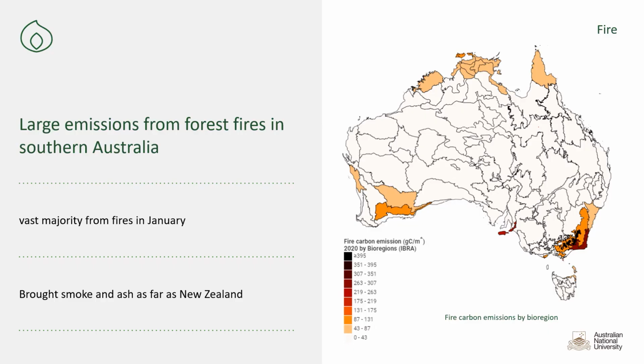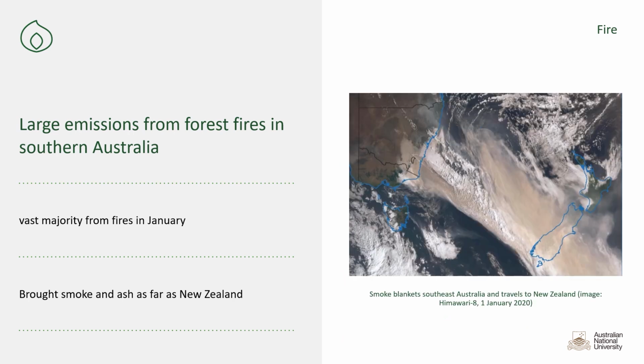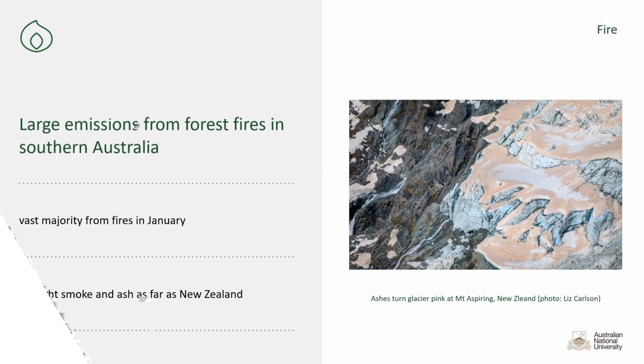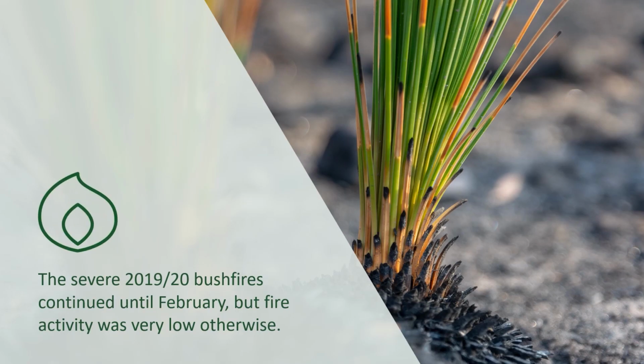Unusually, but for the second year, the largest part of the emissions originated from forest fires in Southeast Australia, mainly burning in January. Smoke and ashes produced by bushfires in Southeast Australia were observed as far as New Zealand. In summary, the Black Summer bushfire season continued until February 2020, but fire activity was very low otherwise.